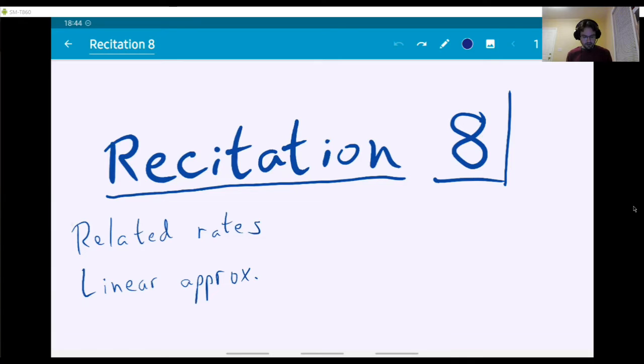The topics today, two different topics, related rates and linear approximation. My goal is to have 6 problems, 3 of each. Actually, maybe 2 and 4, I don't remember. But related rates problems are usually longer. So we're going to start with those.